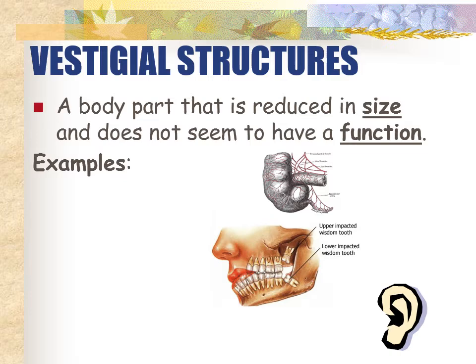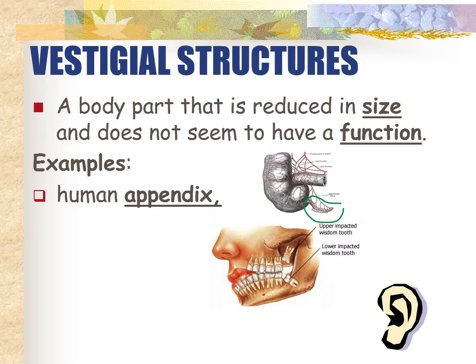So for instance, examples would be our appendix, right? We learned about this in our digestive system. It's this little offshoot of your large intestine. Some people have their appendix removed. Not really sure why it's there. It could have been useful in helping us digest some early form of diet that humans had. We definitely eat more processed foods now than when we first arrived on the planet. So it's no longer used.